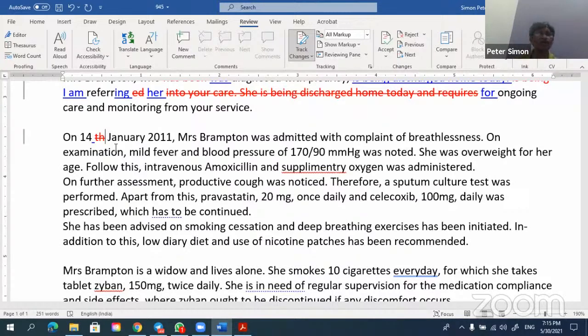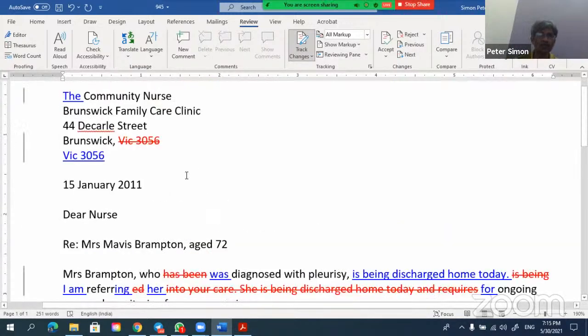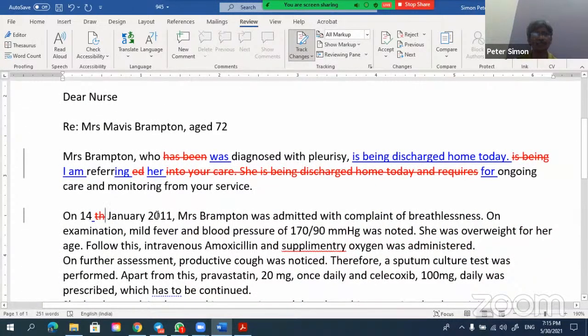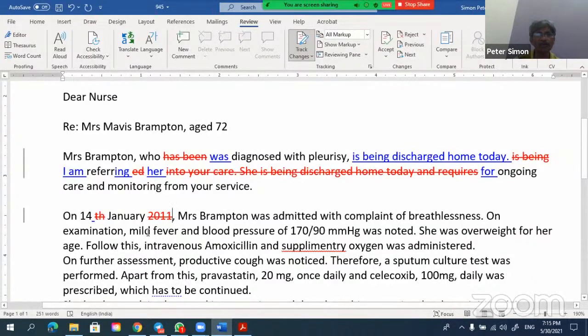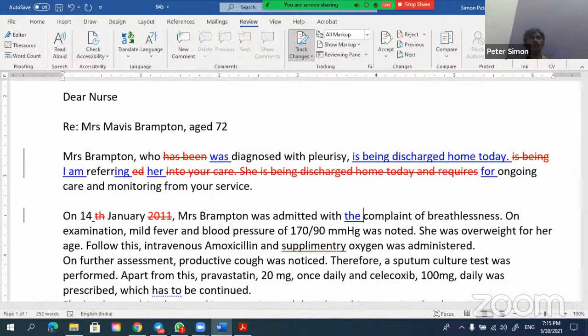Remove it. On 14 January 2011, comma. It's already 2011. So if the same year is there above, there is no need to put the year again. Just put the month. On 14 January, that is enough. If there's a change in year, then only you put it. Otherwise, no need. On 14 January, comma, Mrs. Brampton was admitted with a particular complaint.